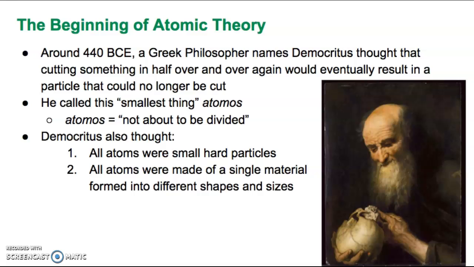He thought that if you were to take something like a sheet of paper and cut it in half over and over and over again, eventually you would end up with a piece that is so small that it can no longer be cut in half again. And he called this smallest thing atomos. The word atomos means not able to be divided in Latin.